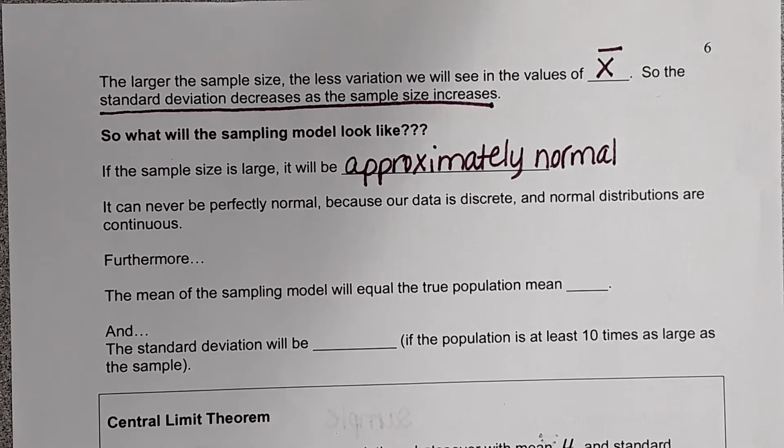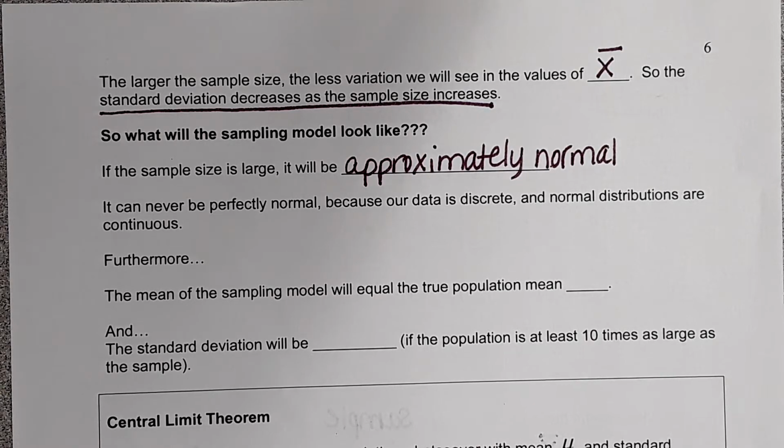If the sample size is large, it will be approximately normal. So if you have 100, that's good. It can never be perfectly normal because our data is discrete and normal distributions are continuous. That is from chapter 6 in the Flamingo book, and from chapter 7 in the blue book.